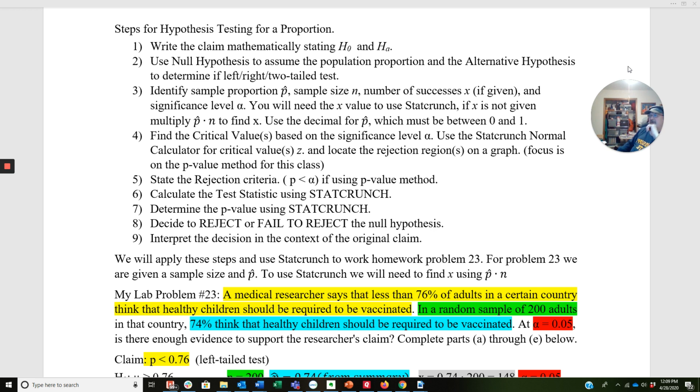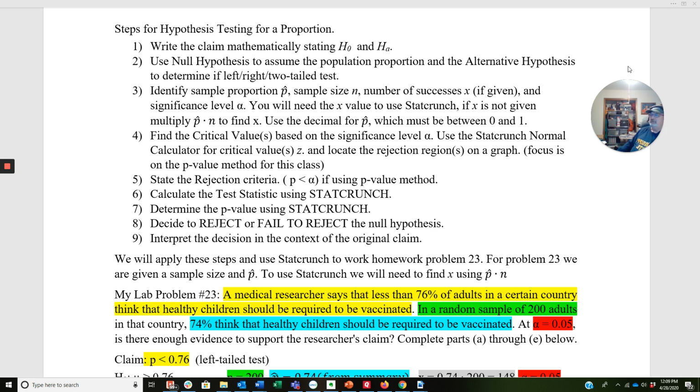You will need the x value to use StatCrunch. If x is not given, multiply p hat times n to find x. Remember, we learned this in the previous chapters. Use the decimal for p hat, which must be between 0 and 1.